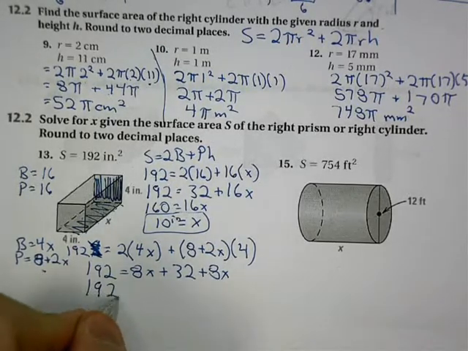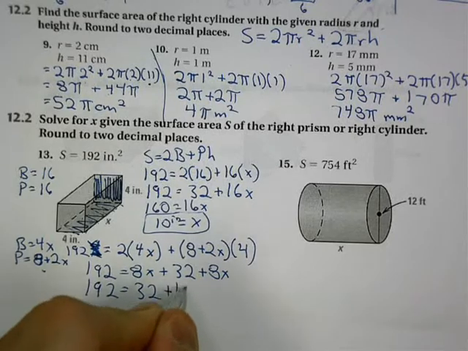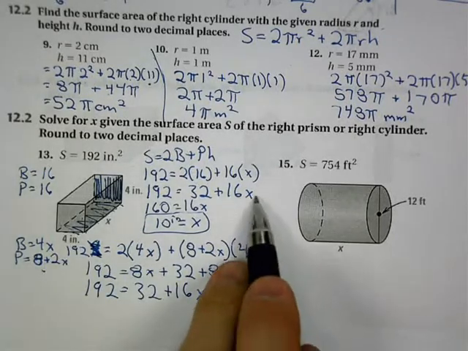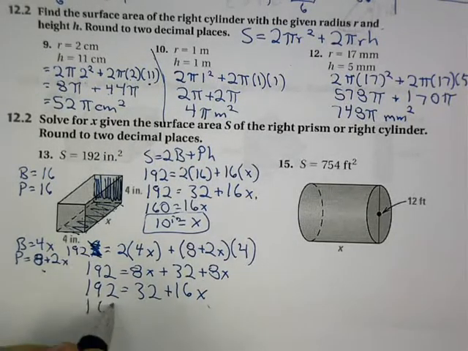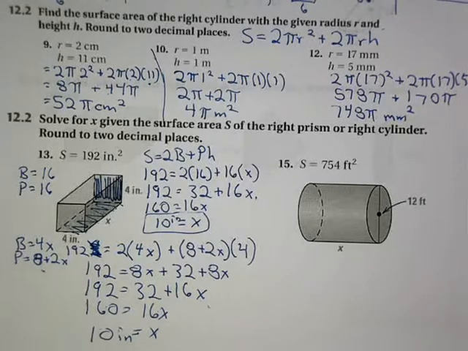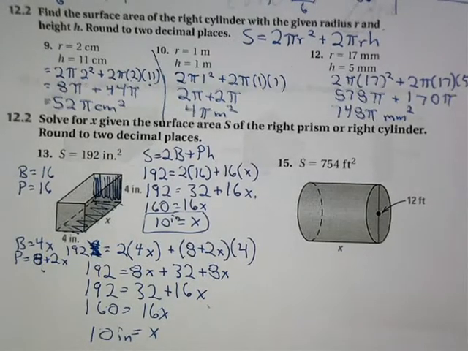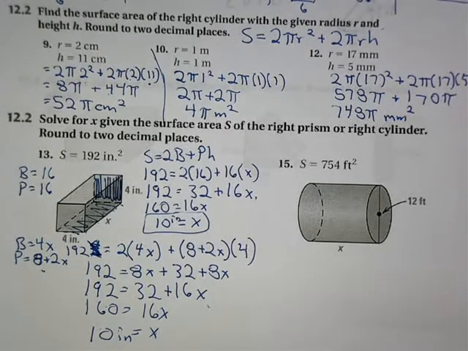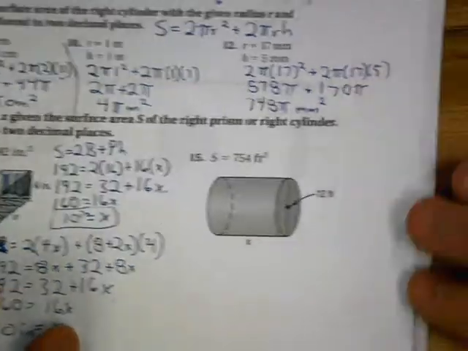That becomes 192 equals 32 plus 16x, which looks very familiar to what I had here, which we still see comes out to be 10. So we still get the same answer, but it was just a little bit easier to solve. Maybe you didn't realize that. As long as you get the base area and the perimeter correct and the values, it's still going to come out correct, but just something to be aware of.